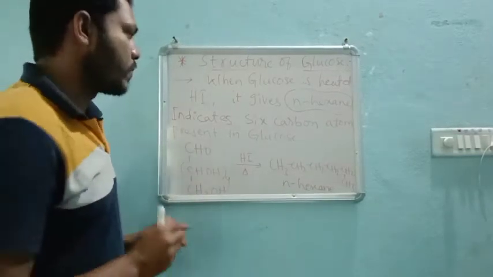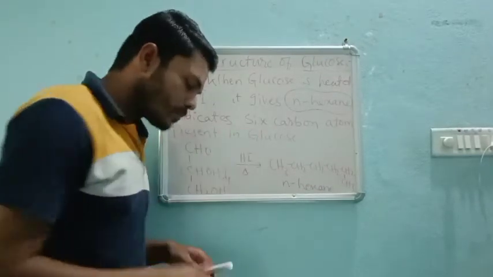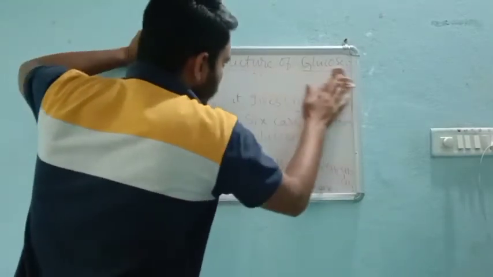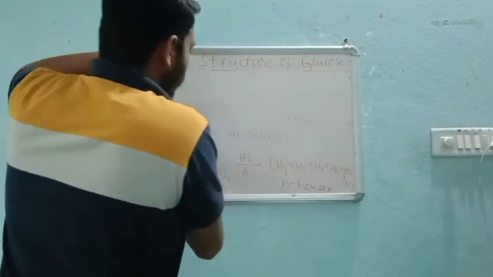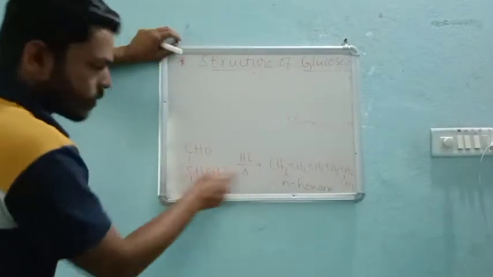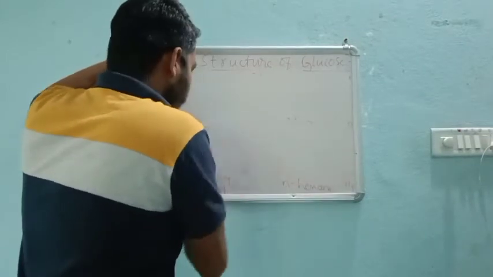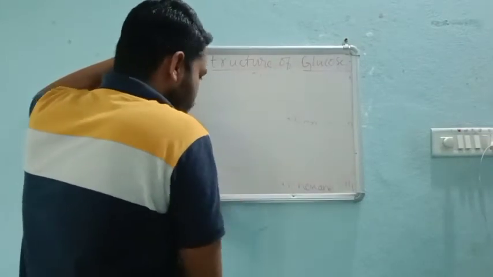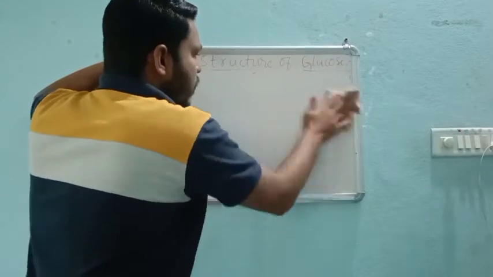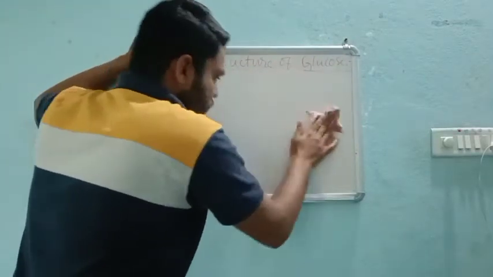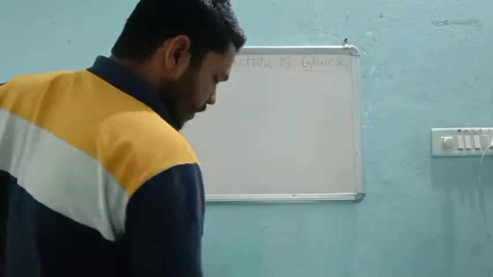This is about the first point. That means, how do you confirm the presence of 6 carbon atoms in glucose? We want to react the glucose with what? Hydrogen iodide. If it forms n-hexane, then the formation of n-hexane itself indicates the presence of 6 carbon atoms, and you have to write the reaction also. So this is about the second point.